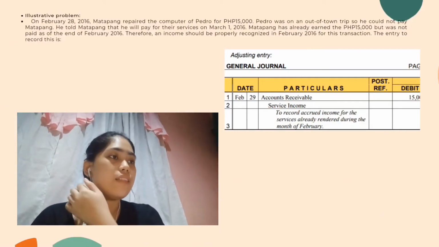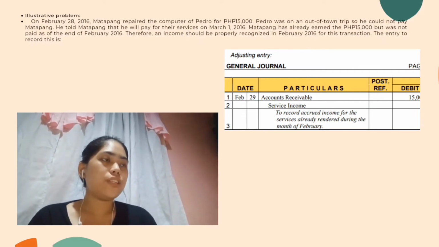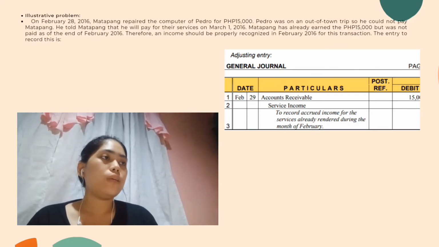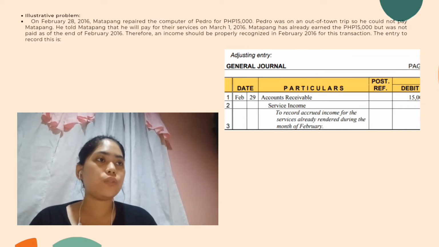Therefore, an income should be properly recognized in February 2016 for this transaction. The entry to record this is, as you can see in the adjusting entry here, the general journal, at the end of February. In the particulars, they put accounts receivable because it is still receivable, since Matapang will only receive the 15,000 on March 1. That's why in the general journal we put the accounts receivable because it is still receivable, and that is the debit, which is the 15,000. It is still an asset.